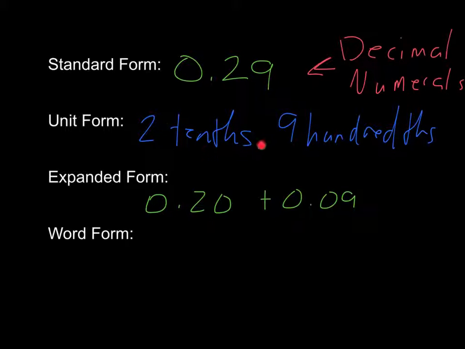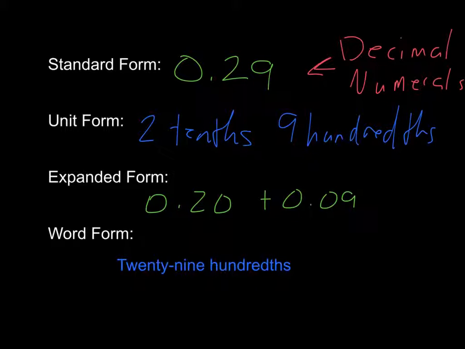Expanded form is similar to unit form, but we are using the numbers and splitting them up. So we have 2/10, or 20 hundredths, plus 9 hundredths. And this is expanded form. Think of it as you're adding this piece to this piece and then potentially adding another piece. And word form is where you actually spell it out, such as 29 hundredths.